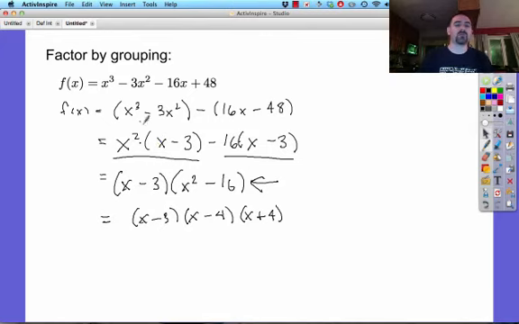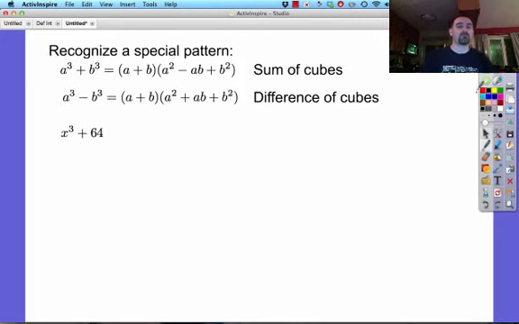Oftentimes it's going to be reducing the problem to something times a quadratic. So you've got to be able to factor a quadratic for this to work. So that's method 2, factor by grouping. Method 3 is a little bit artificial maybe, and it's recognizing a special pattern. Now these are the 2 special patterns we're going to add into this section.